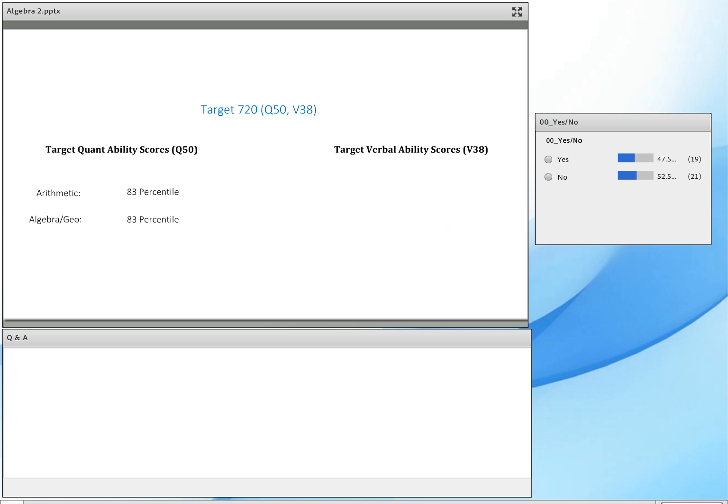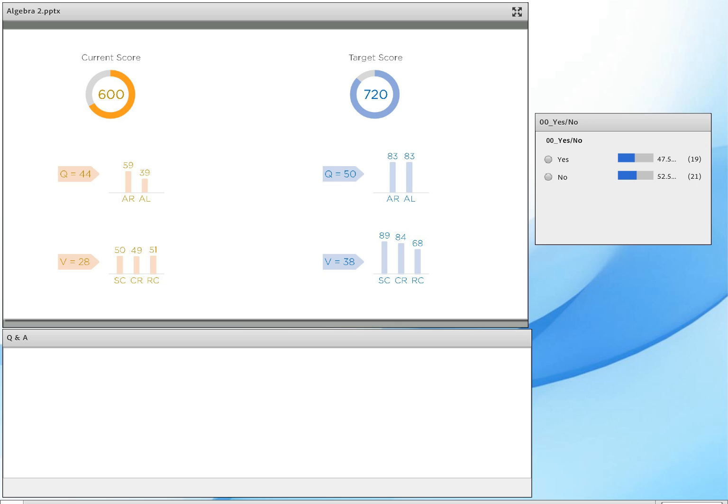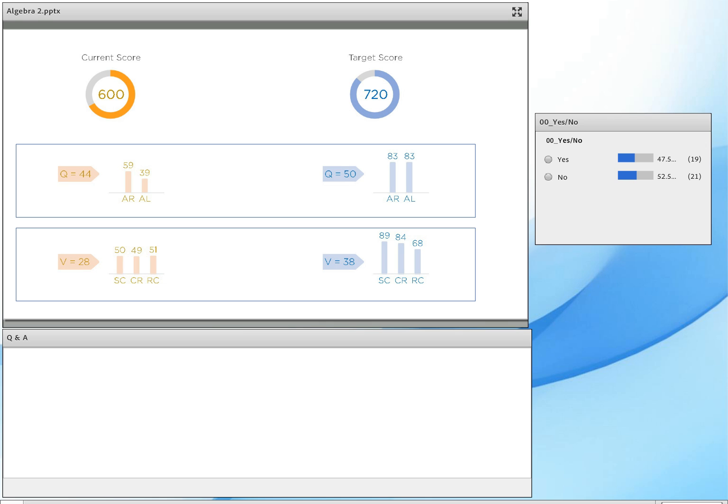my RC as much. Okay, so now that you have this level of clarity, what you have are absolutely clear milestones that are going to get you from that Q44 to that Q50. Right now the student is at 59 in arithmetic. He needs to go to an 83 percentile, while the student is at 39 in algebra and he wants to go to 83 percentile. Likewise, he has very balanced scores in all SC, CR, RC, but he plans to master SC and CR and do decently well in RC.